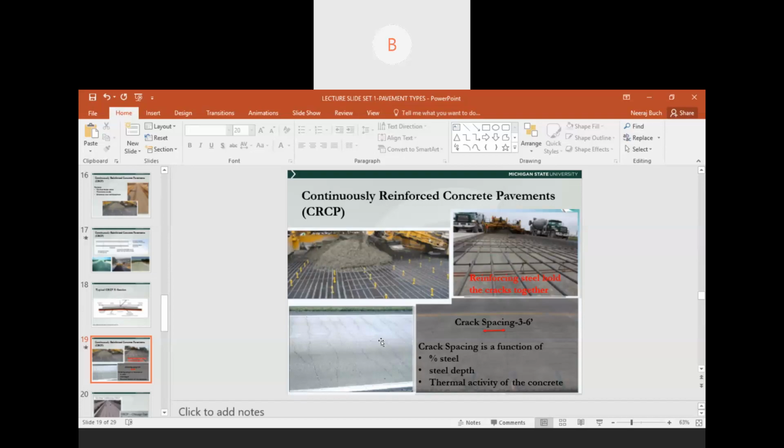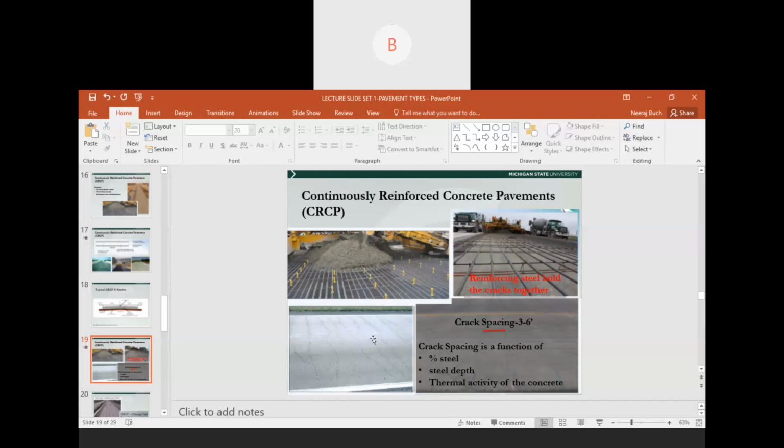slab. So even though you see cracking on the surface of a continuously reinforced concrete pavement, it does not mean that the pavement has failed, because these cracks are simply shrinkage cracks that do not take away from the load carrying capacity of the concrete pavement.